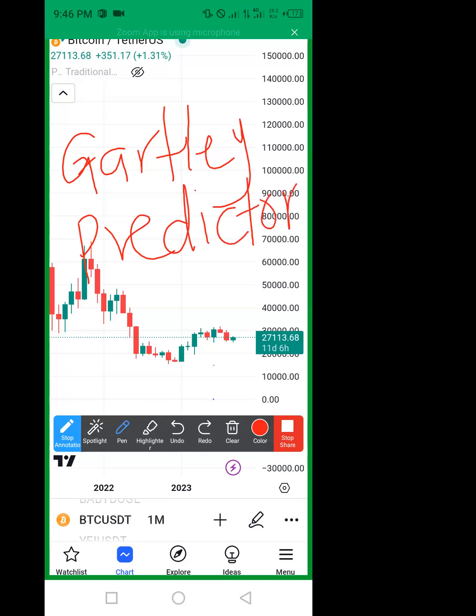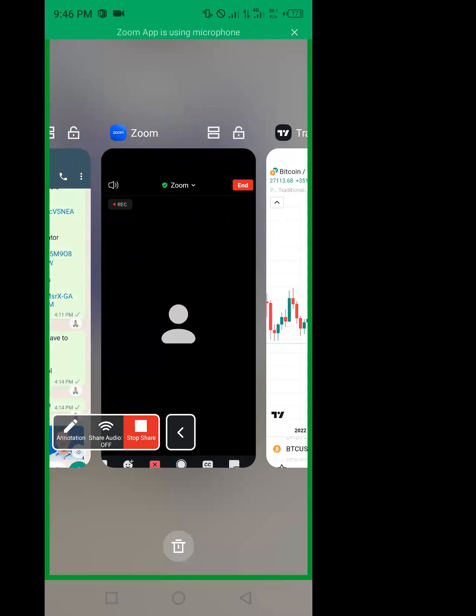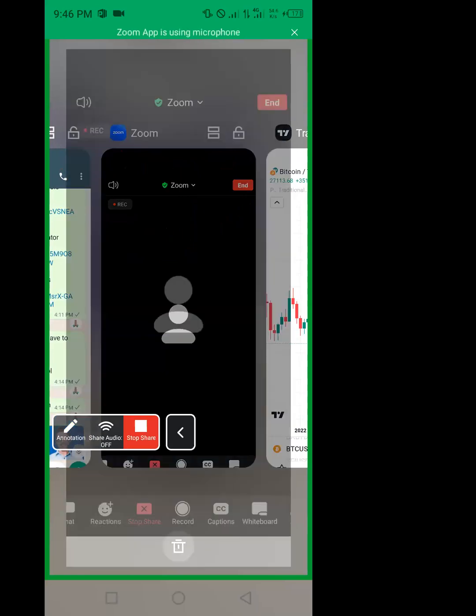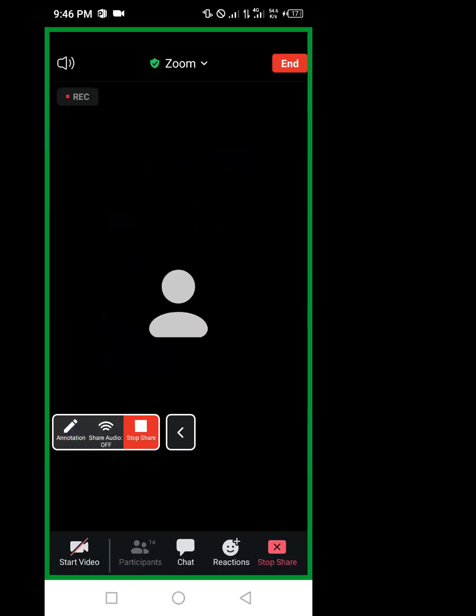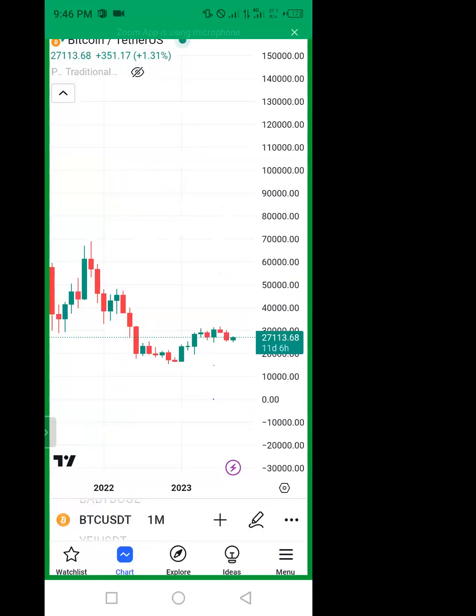Gartley Predictor is an indicator that we are going to look at today. As you hear the word predictor, its work is to predict. When we say this indicator is for predicting, it is trying to tell us not what is happening, but what might happen.